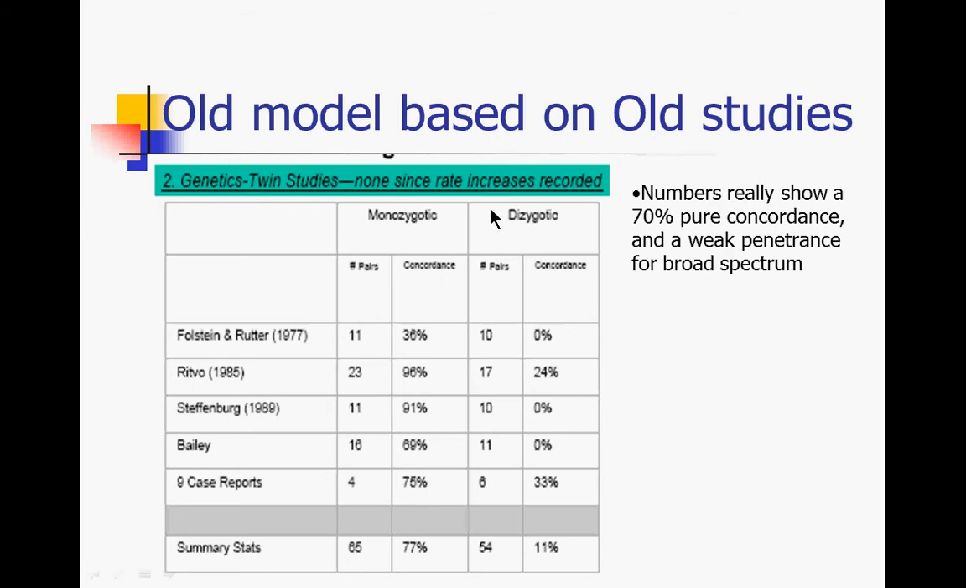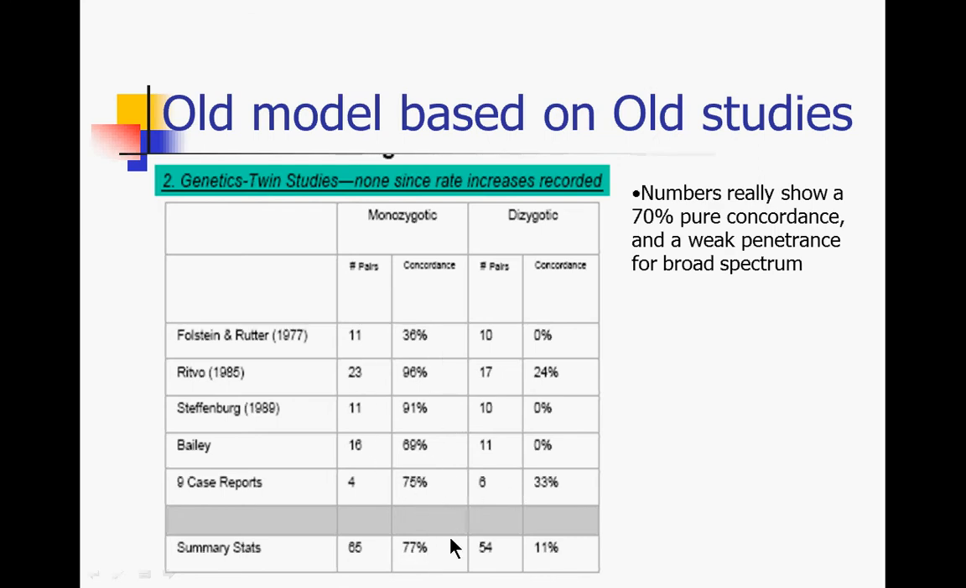Then they looked at dizygotic twins, meaning they're twins, but they're not identical. They don't share the same genetic sequences. And so here, this was 0%, 24, so a lot lower percentage. So this is where they said, oh my goodness, look, it's so much different in dizygotic twins than monozygotic. We know there's a gene causing autism. Well, you can see here when we kind of put this all together, it's roughly about 70%.